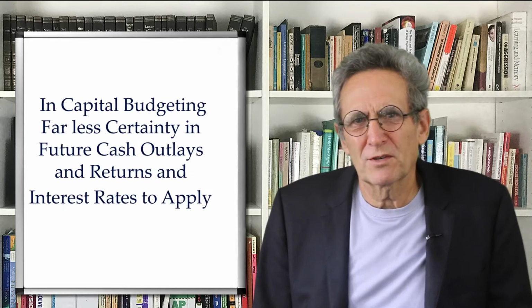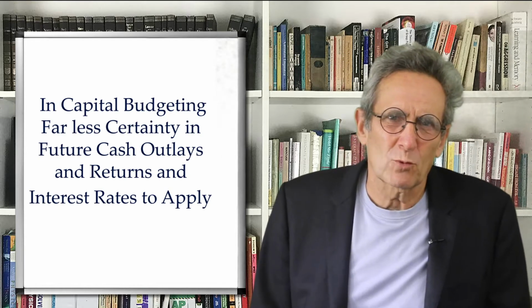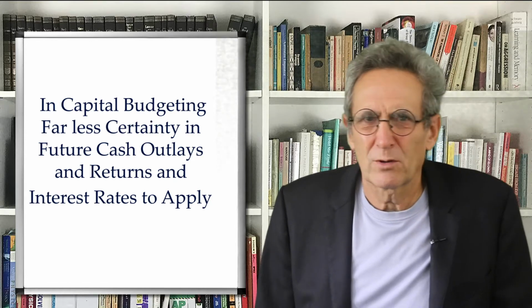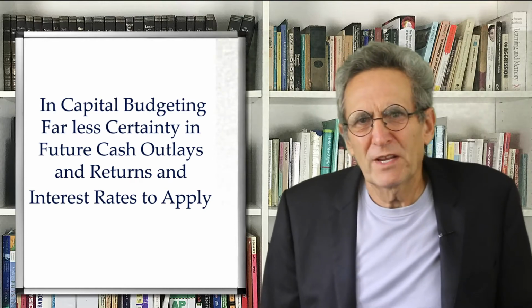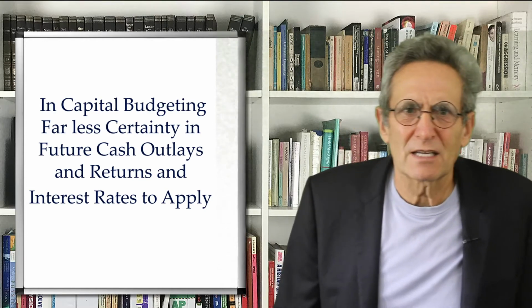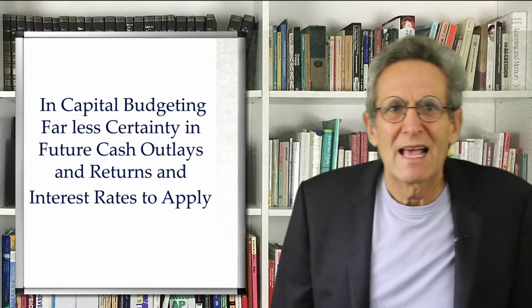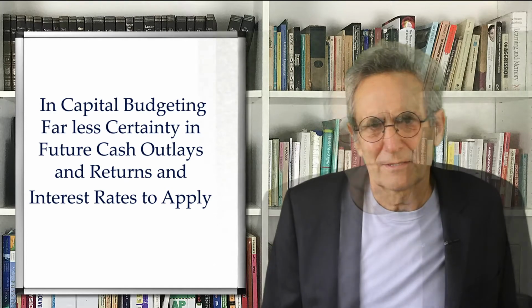In the previous video, we looked at bond pricing. In those cases, we knew with a fair degree of certainty the fixed constant interest payments, the maturity value, and the plausible range of interest rates to apply in order to set a price on a given bond. In this video, we turn to an application where there is far less certainty in future cash outlays and returns, and the interest rates to apply are far from obvious.